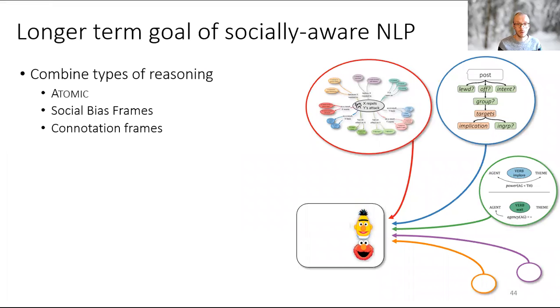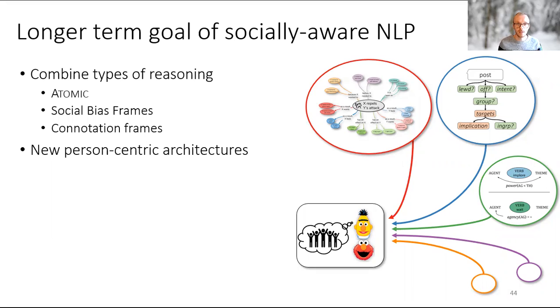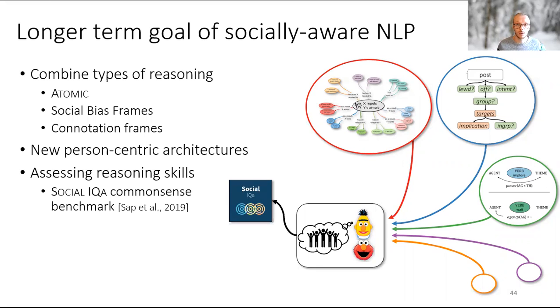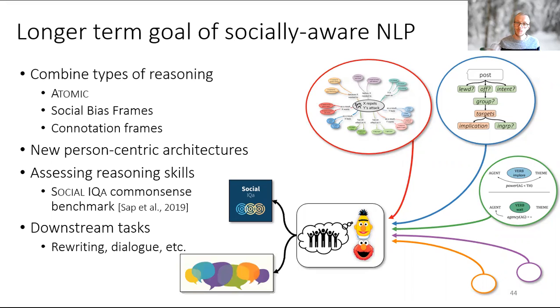So towards my long-term goal of socially aware NLP systems, I'm really excited about developing models that can reason about different levels of social dynamics, combining ATOMIC, Social Bias Frames, etc. This might require new person-centric architectures, because inherently we're reasoning about people, and maybe requires developing new ways of assessing the reasoning skills that models might have, as well as thinking about ways to incorporate this reasoning into downstream tasks such as rewriting or dialogue.